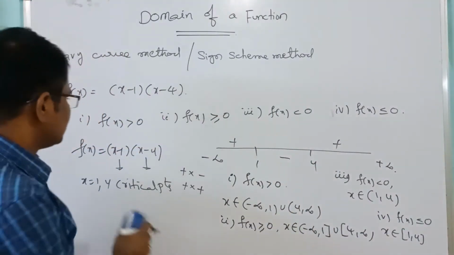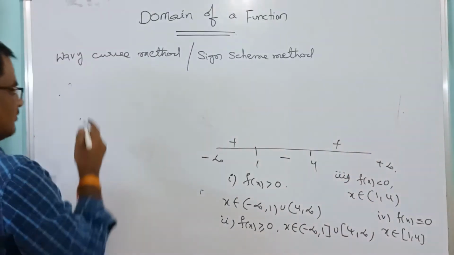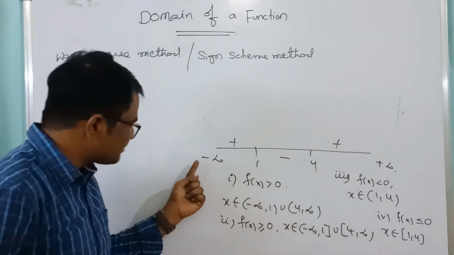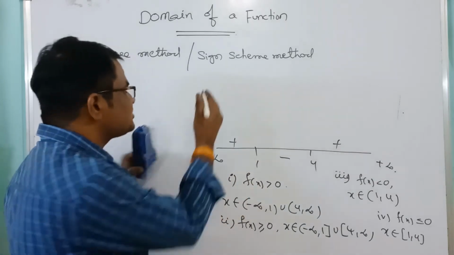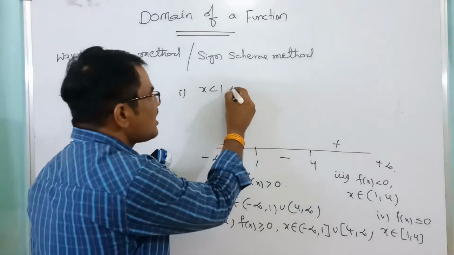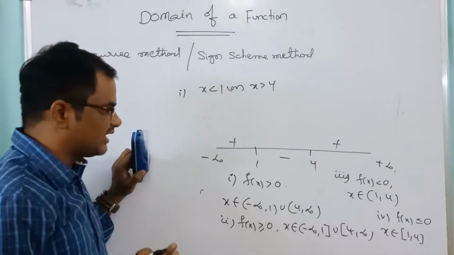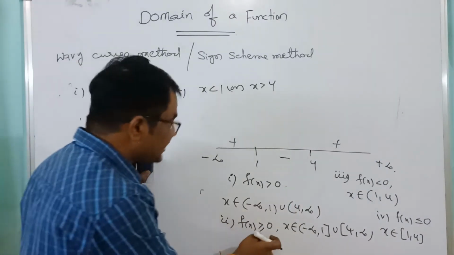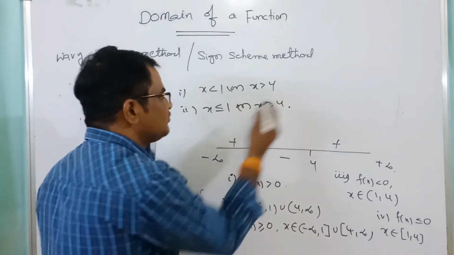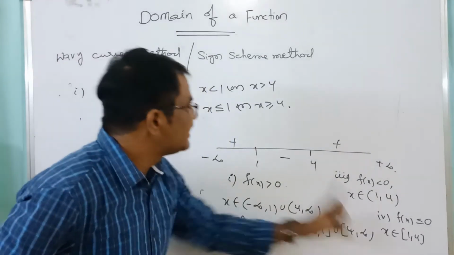Once again, listen here. First one, f of x greater than 0, meaning positive. When it is positive, minus infinity to 1, you can write x less than 1, or x greater than 4, meaning 4 to infinity, and minus infinity to 1. This is positive. And greater than or equal to, you can write x less than or equal to 1, x greater than or equal to 4. It can also be written as minus infinity to closed interval 1 union 4 to infinity.